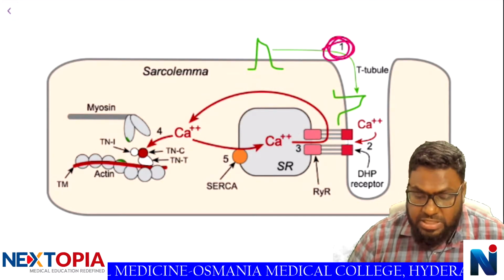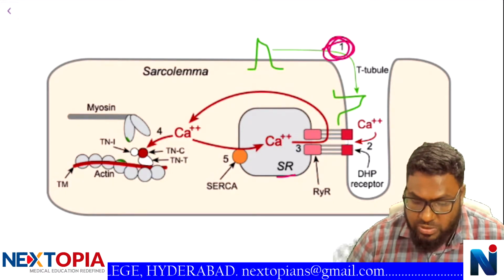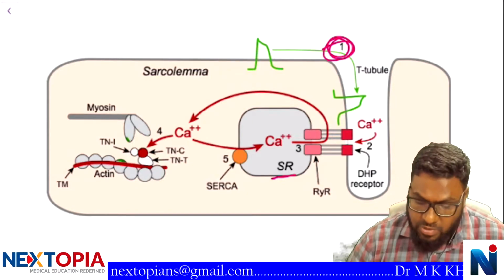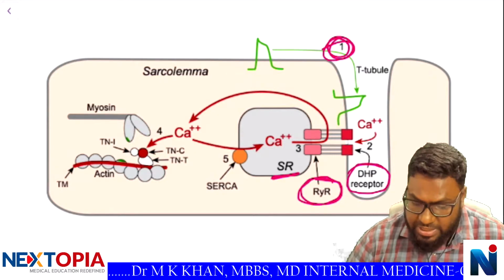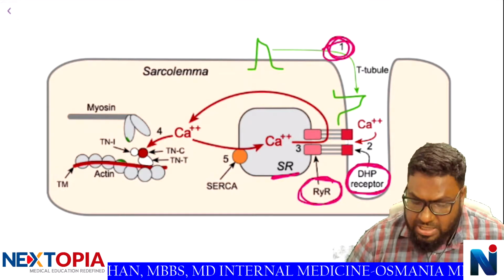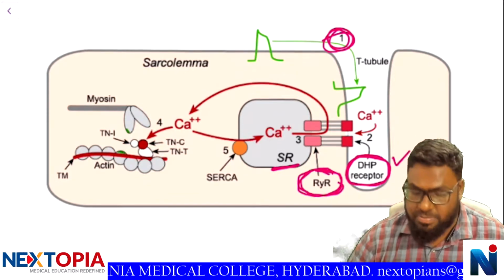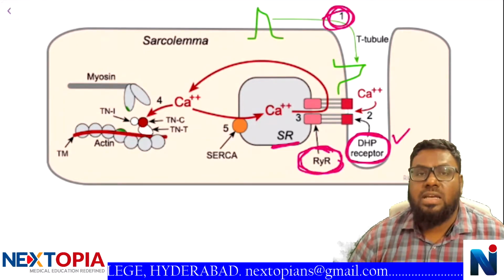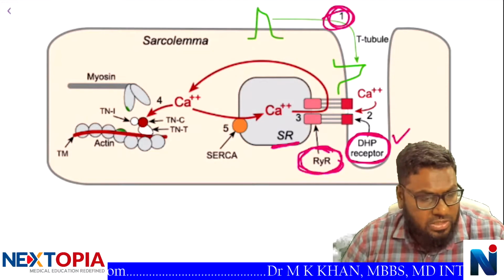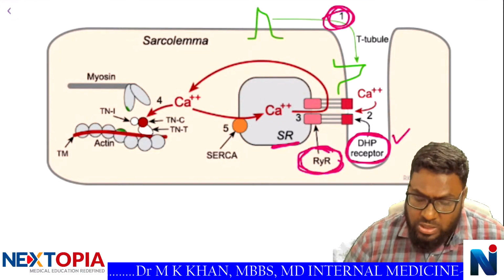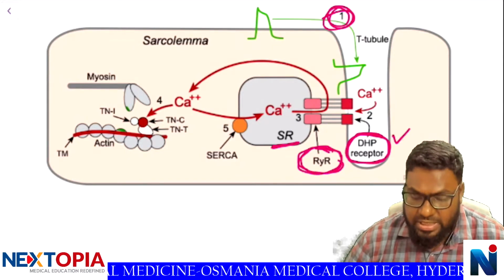From the T tubule, this action potential change is causing release of calcium from the sarcoplasmic reticulum. So this is the sarcoplasmic reticulum. We have the ryanodine receptor, and this is the DHP, dihydropyridine receptor, which is a sensor of the voltage change. Who senses the voltage change? It is the dihydropyridine receptor. This voltage change results in removal of the blockage on the ryanodine receptor.